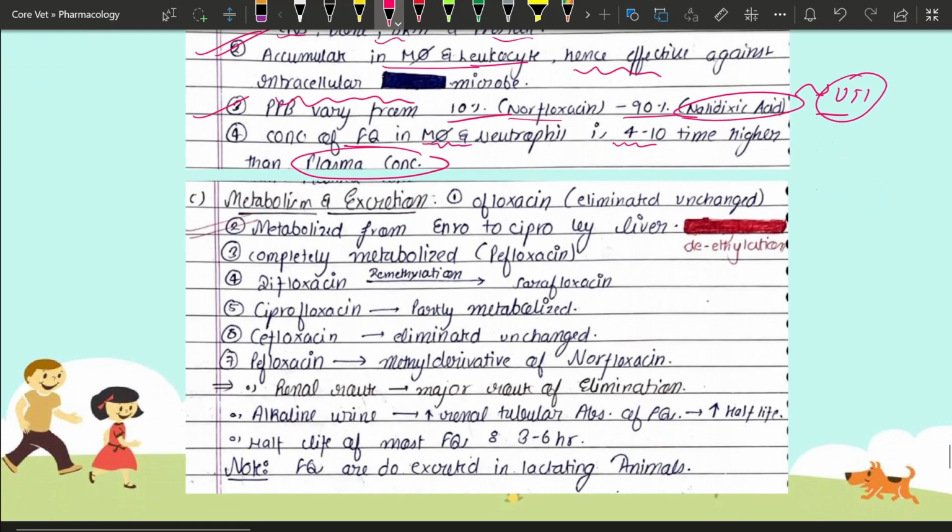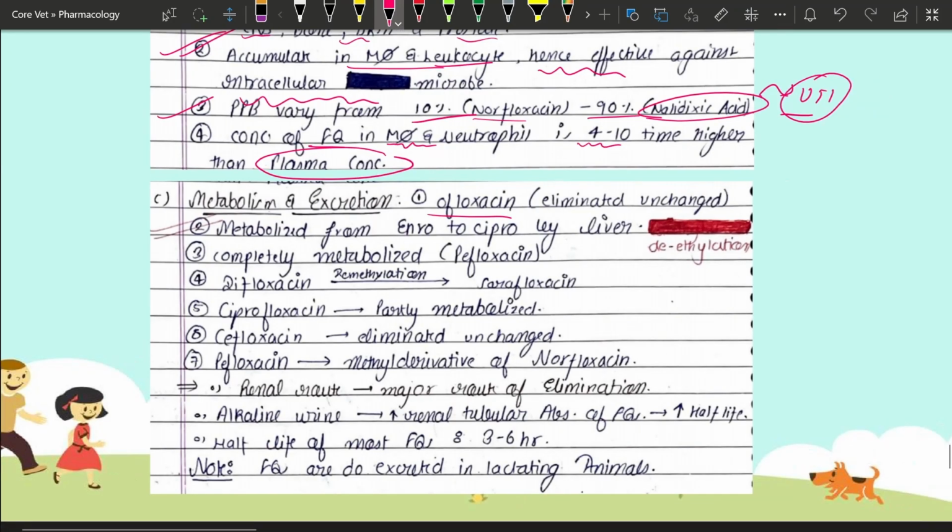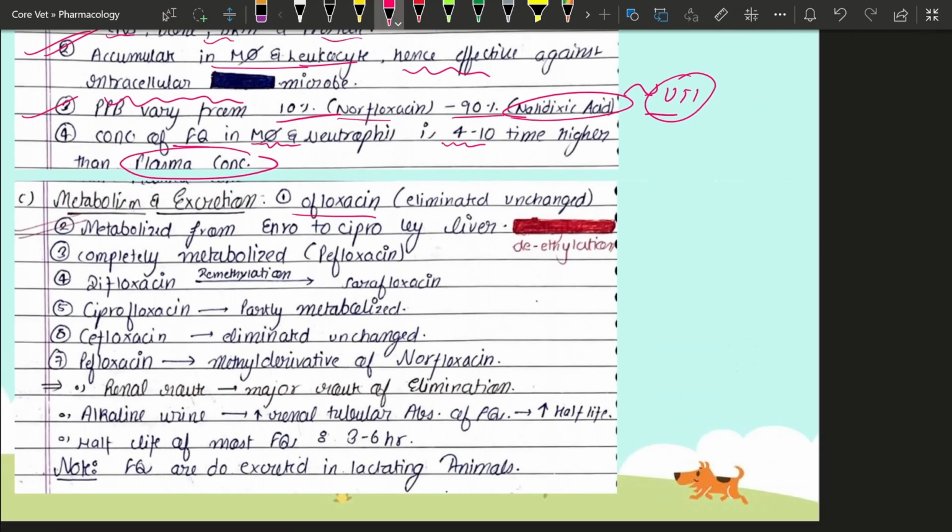Talking about the metabolism and the excretion, the ofloxacin is eliminated in the unchanged form. If we talk about the enrofloxacin, we are going to give the enrofloxacin.